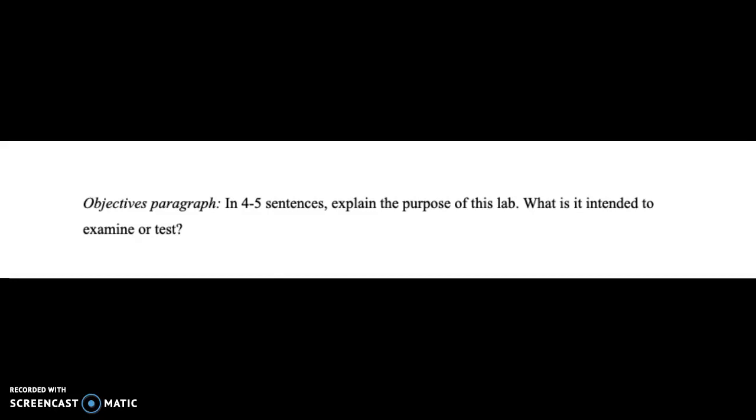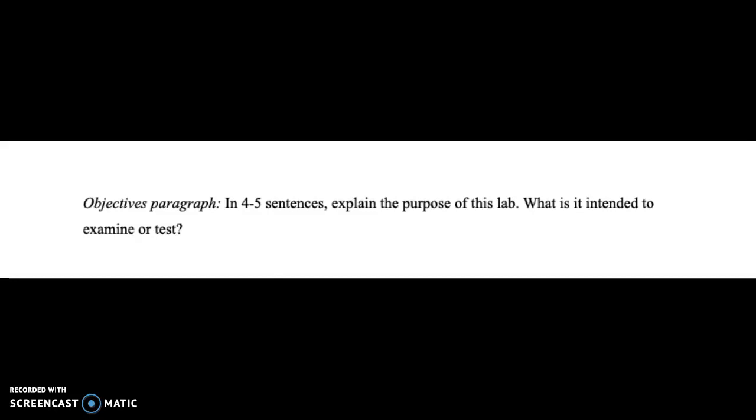Now, you may find in some labs one to two sentences will do the trick. In other labs where there are multiple activities, it's useful to provide one overarching objective, but then also point out some of the particular objectives of the different lab activities that you completed.